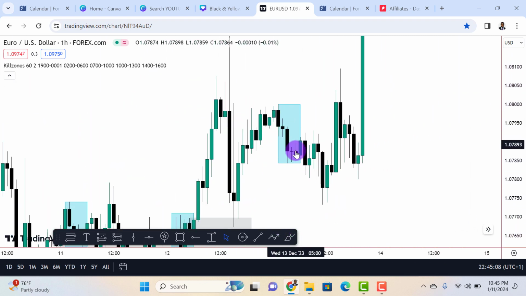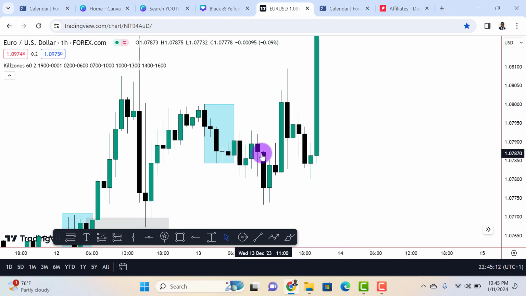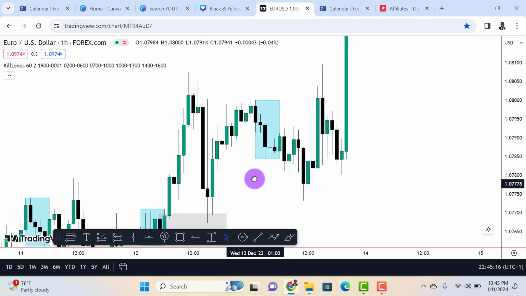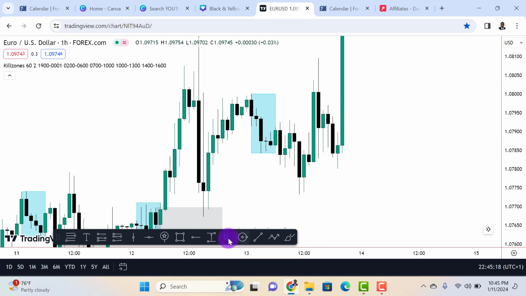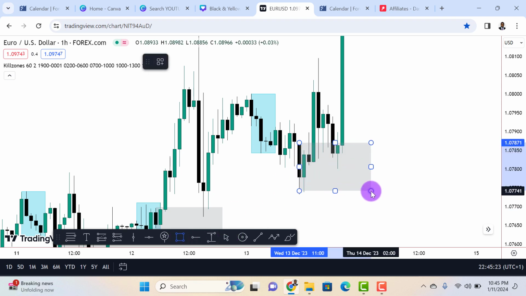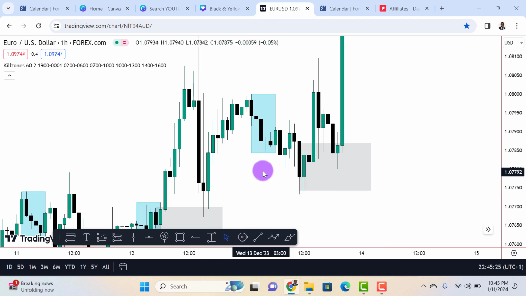Price created the Asian session, and in London session, remember, we are looking for clean bullish order blocks, just clean bullish order blocks. Look at what happened. Price created another bullish order block right here. Do you see that? The last sell candle here that was engulfed by the bullish candle here.